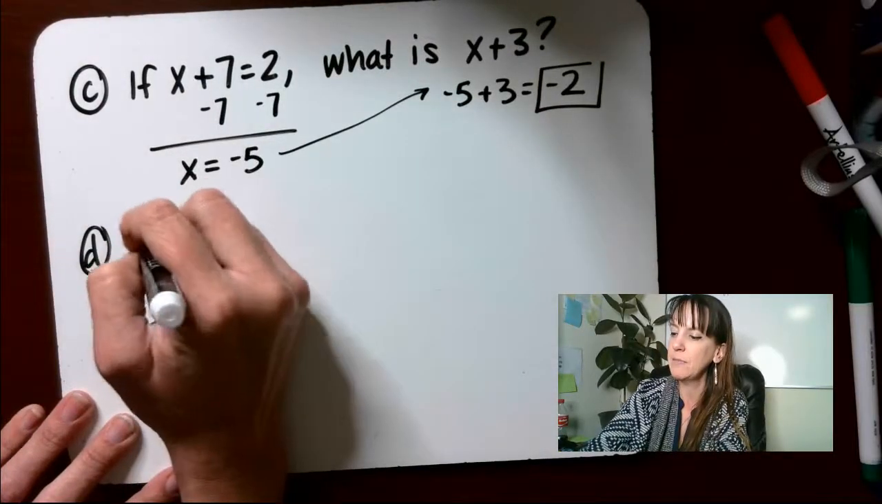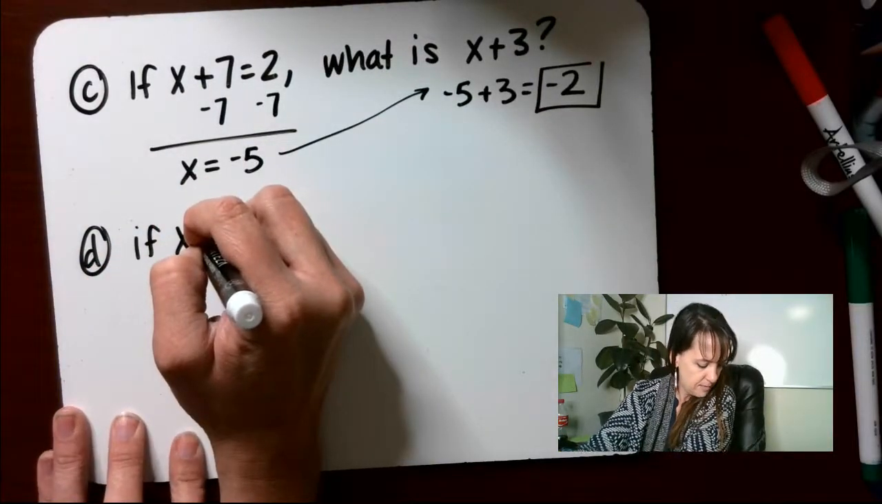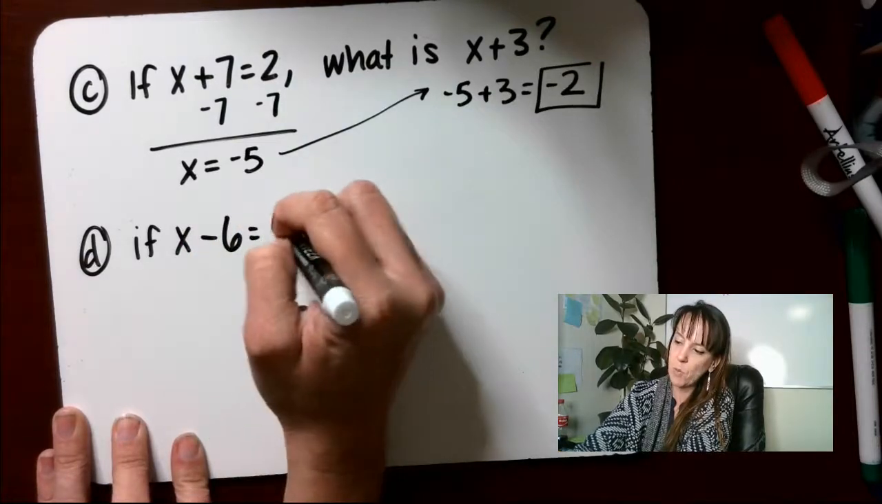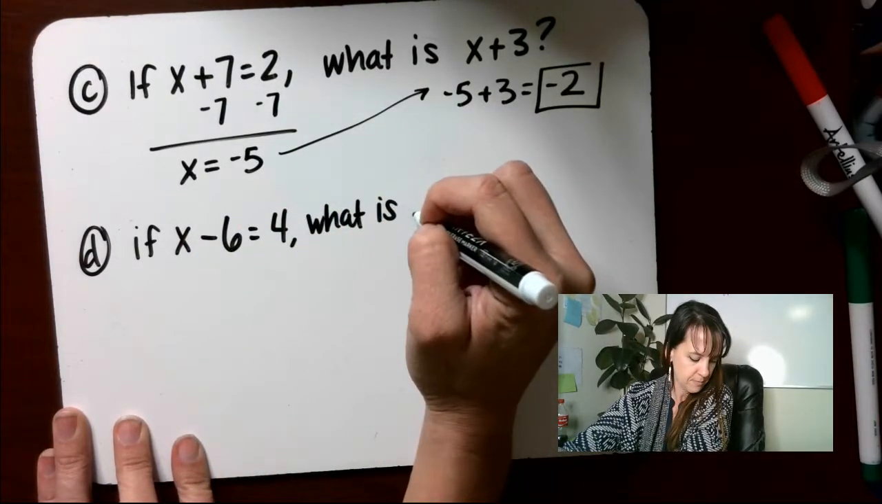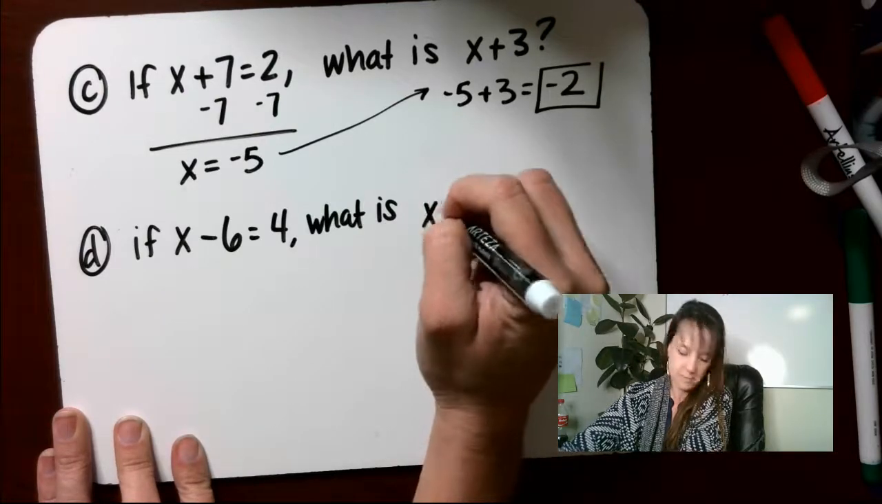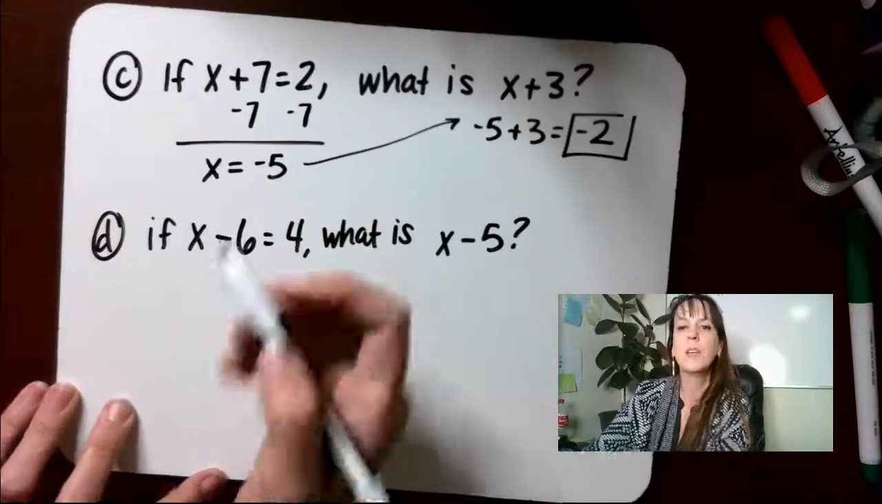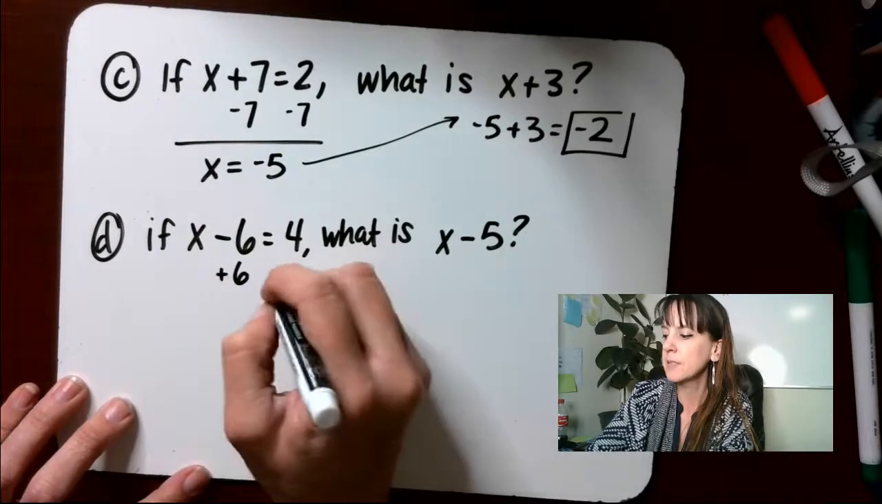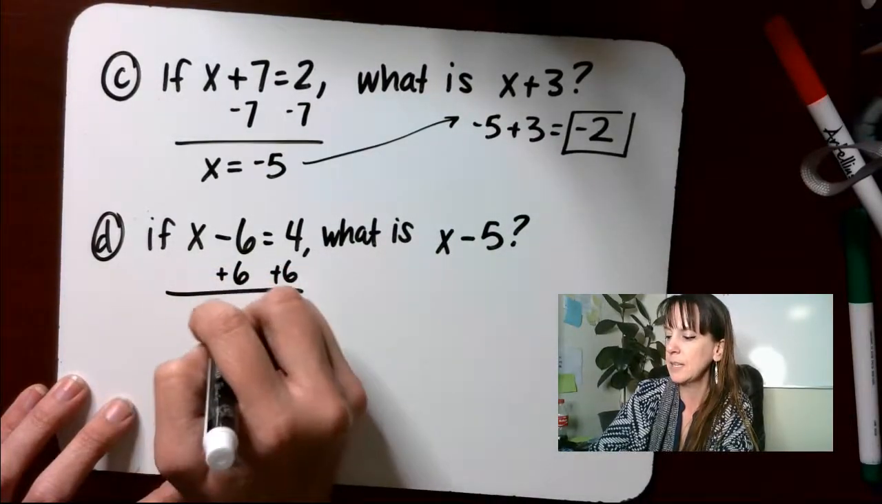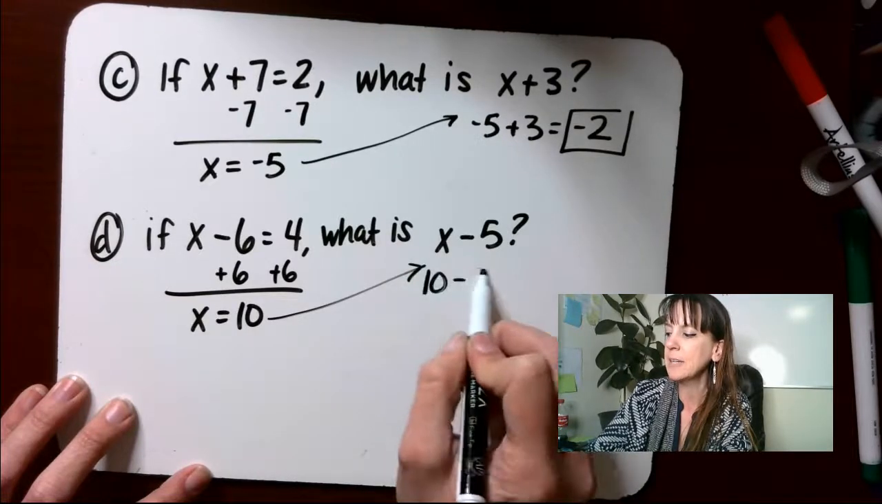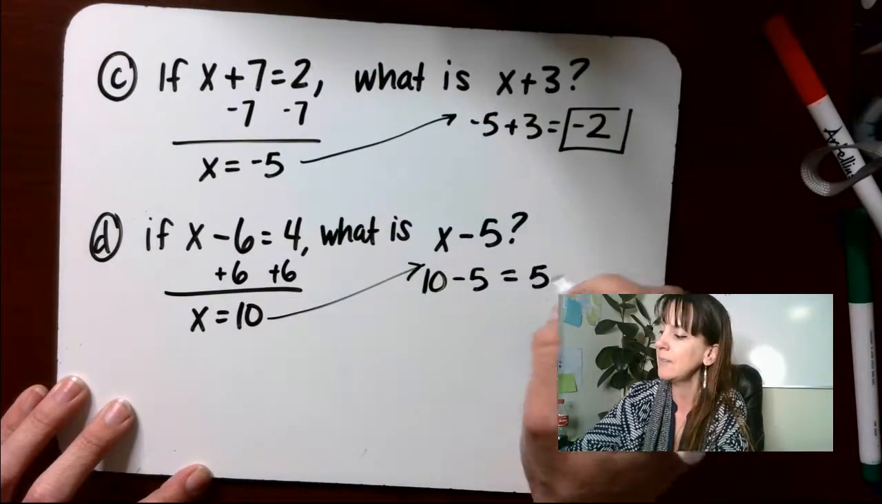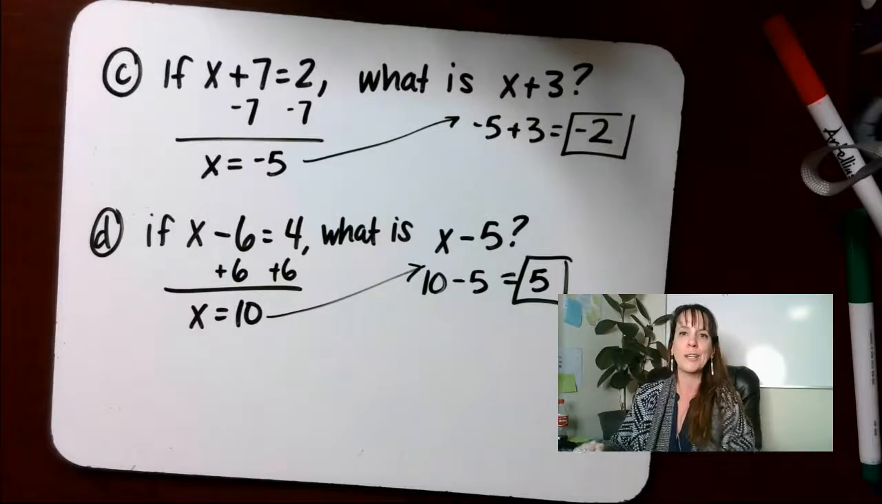D, if x minus 6 equals 4, what is x minus 5? Okay, so we're going to add 6 to both sides, plus 6 plus 6, x equals 10. So we take this information over here, we say 10 minus 5 equals 5. You box that up. That is your answer, my friends.